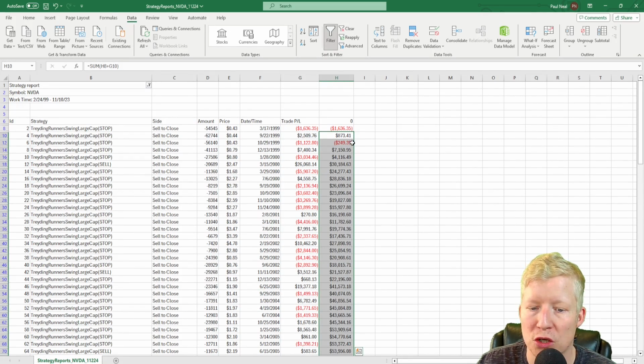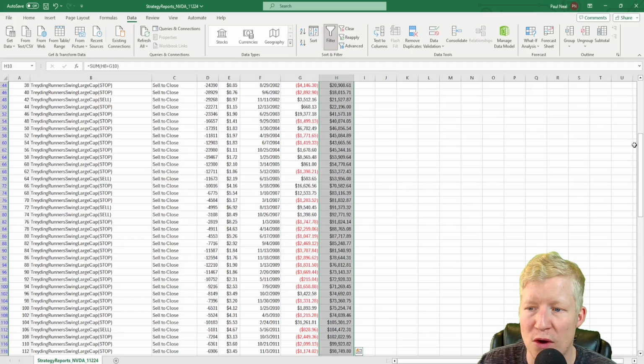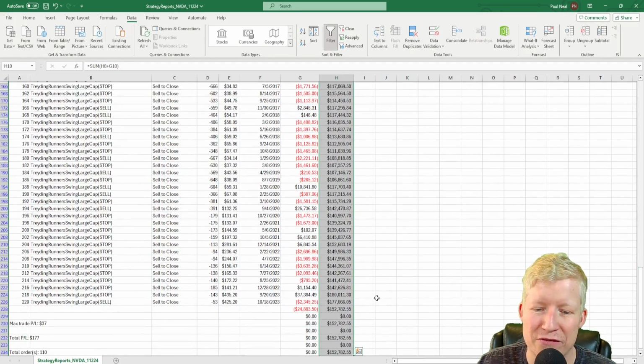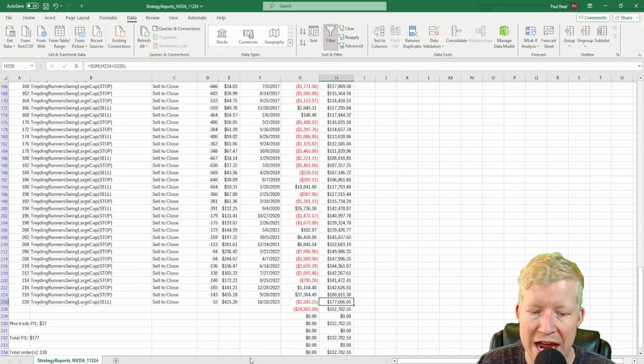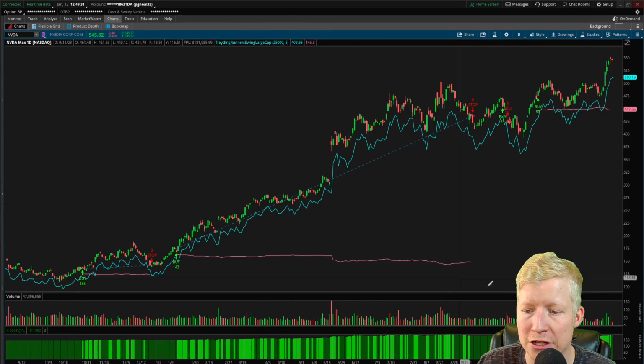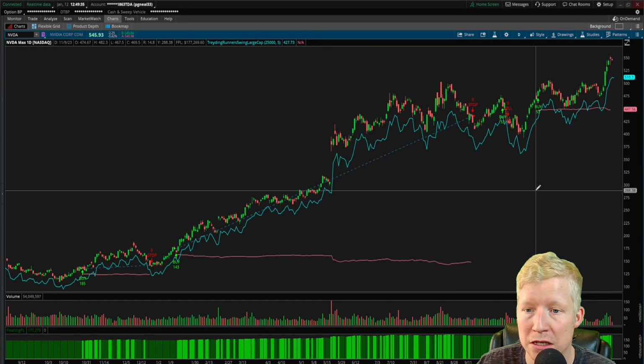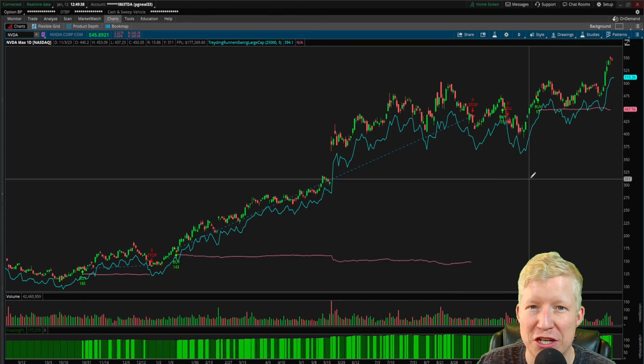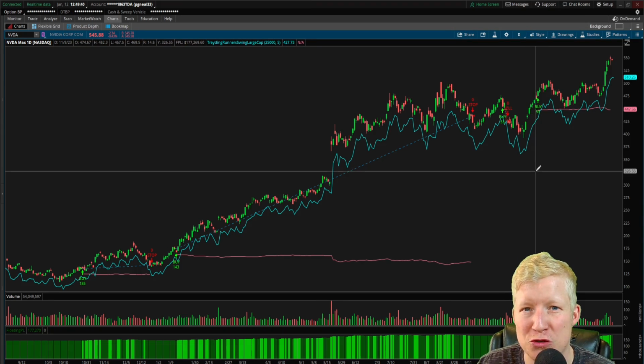If I once again double click this so that it goes all the way down the chart, you will see that on NVIDIA since 1999, my runner swing large cap strategy is up $177,000, which pretty much exactly aligns with the actual results from ThinkorSwim, barring a couple issues I'm about to talk about.